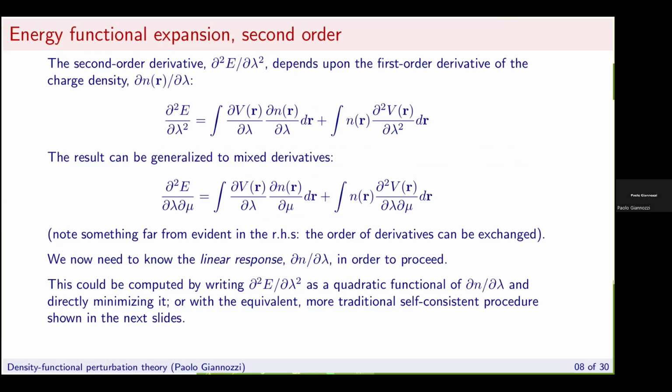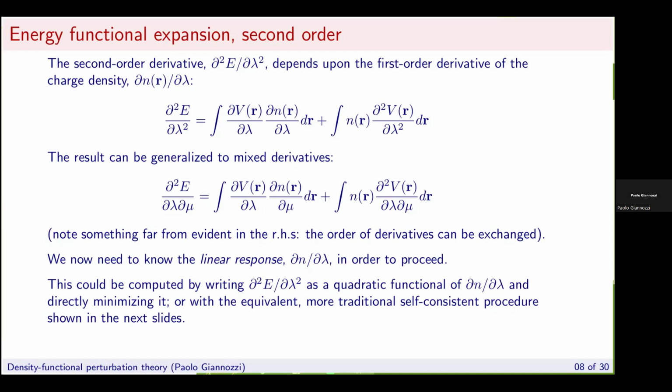Now, the problem is what shall we do for the second order derivative? It's not difficult to write down what is the second order derivative, which depends only upon the first order derivative of the charge density. And there is a term that looks simple to compute. The rightmost term in the expression is actually quite straightforward to compute because it doesn't depend upon the derivative of the charge density with respect to lambda. And then there is the term in the middle of the expression here, which contains the first order derivative of the charge density.